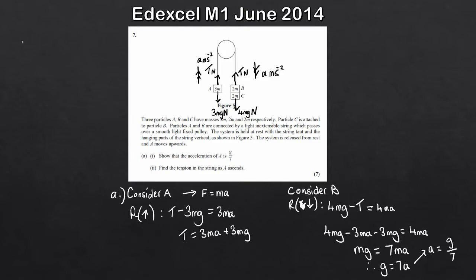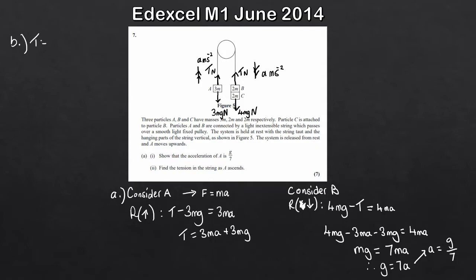So if I do part B up here then, we want to find the tension in the string as A ascends. So all we need to do here is just substitute this acceleration into either of the equations we've got. Doesn't matter which one you do, it's completely up to you. Seeing as I've rearranged this in terms of the tension here, I'm just going to substitute it into there.